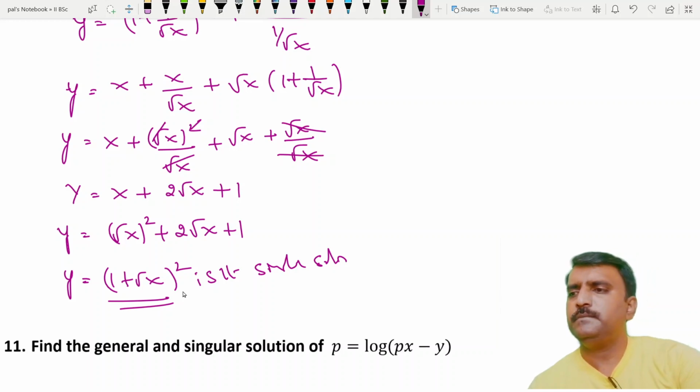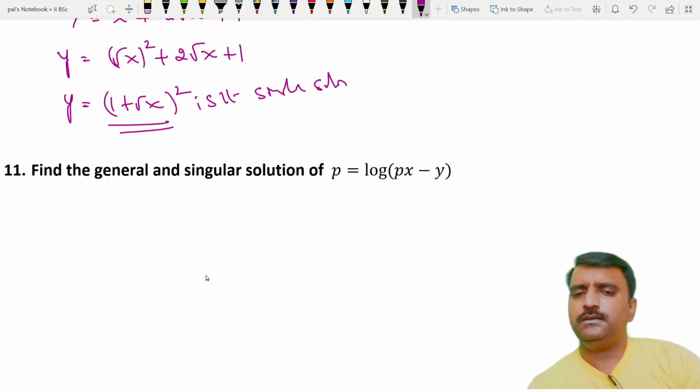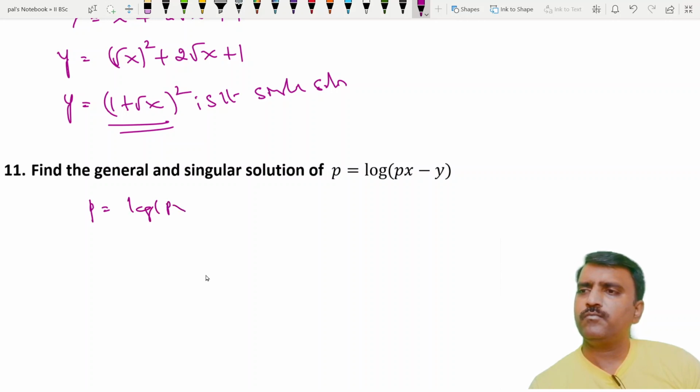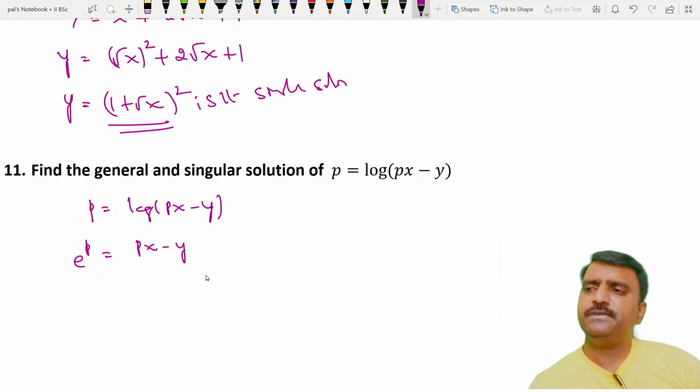Yes, again to this example, p is equal to log of (px minus y). It is not in Clairaut's form, but we can reduce this one to Clairaut's form like this. Shift this log, then it is e to the p is equal to px minus y, isn't it? Take this y to the left hand side, y is equal to px minus e to the p. Clearly it is in Clairaut's form.